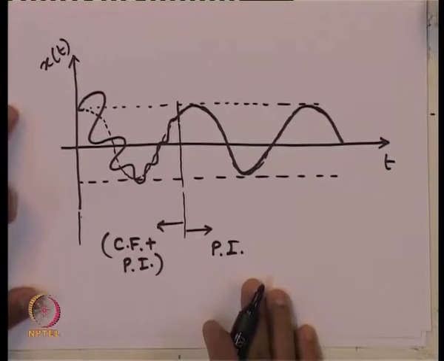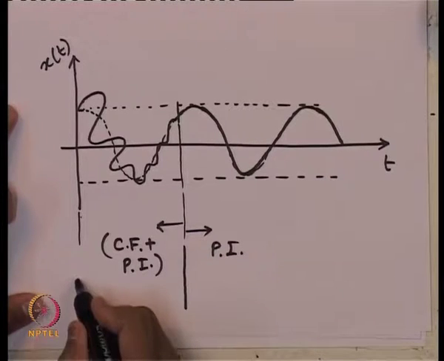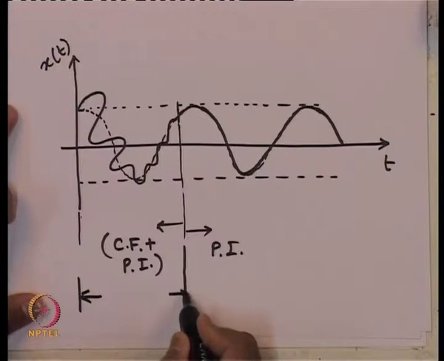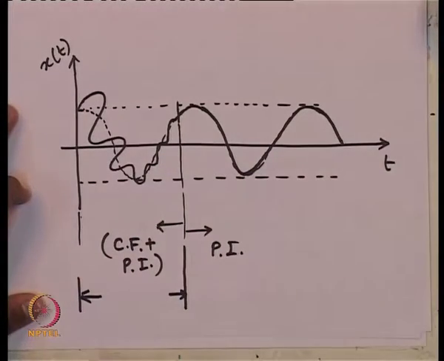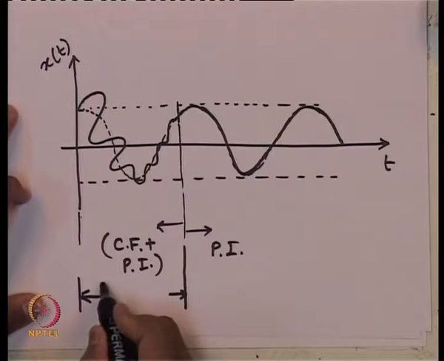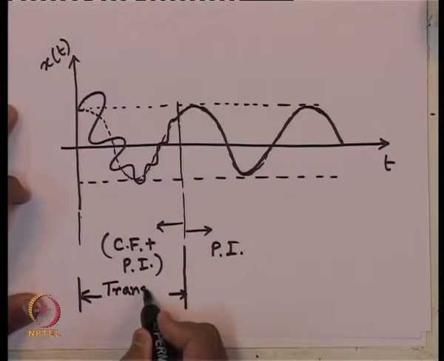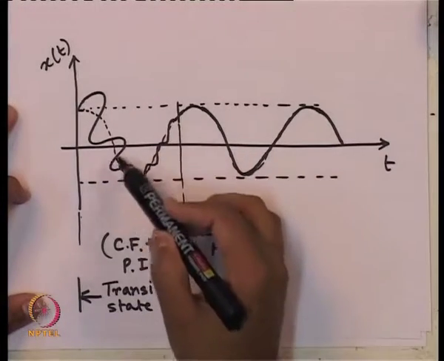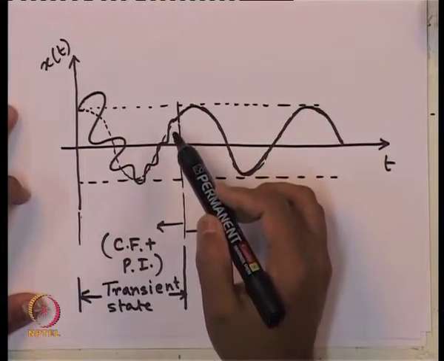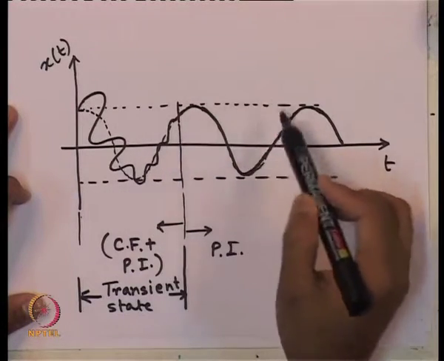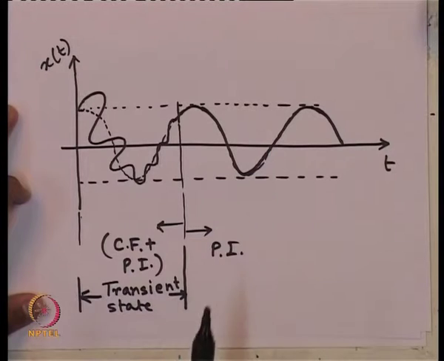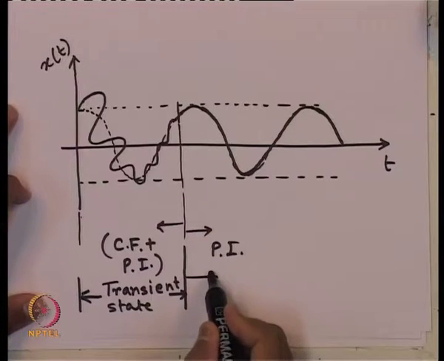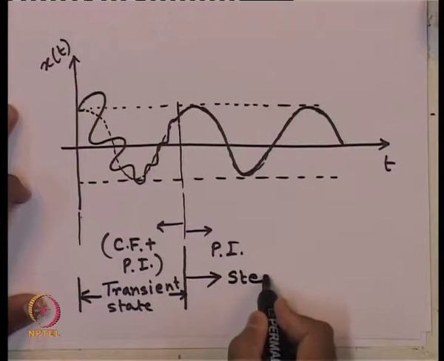What does that mean? The terminology which we use for this zone, where we have this aperiodic response, is transient state. And when this initial effect dies down and the response of the system follows the particular integral solution only, that is the harmonic function in this case, we call that state steady state.